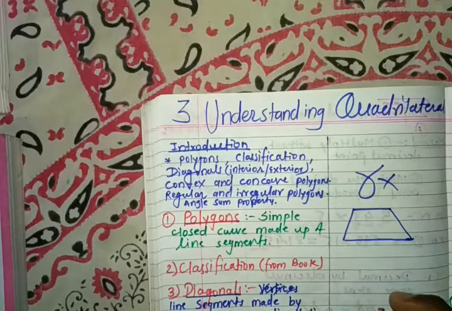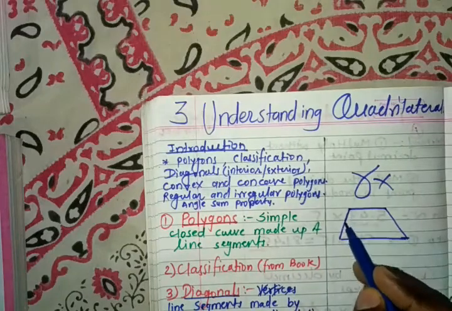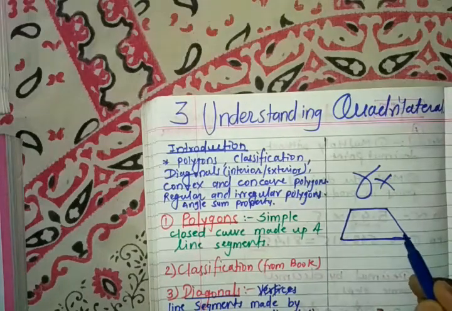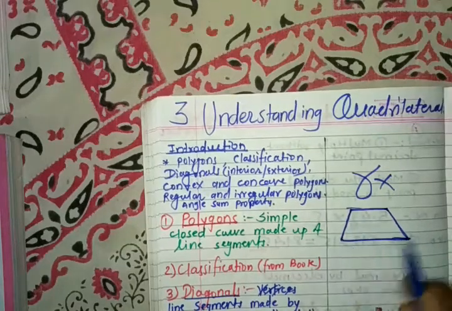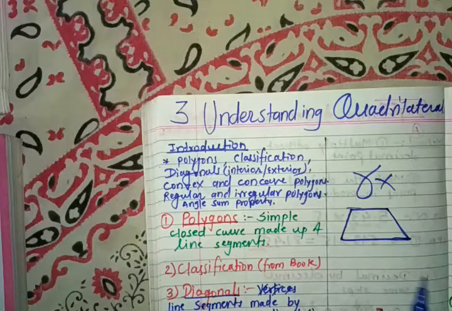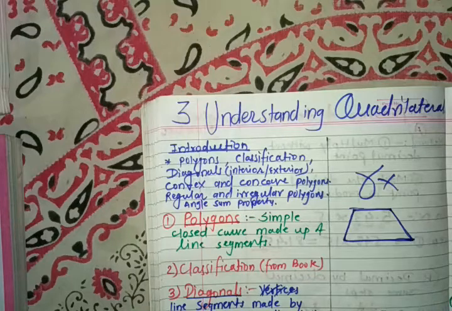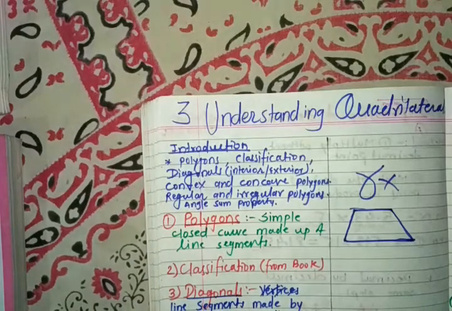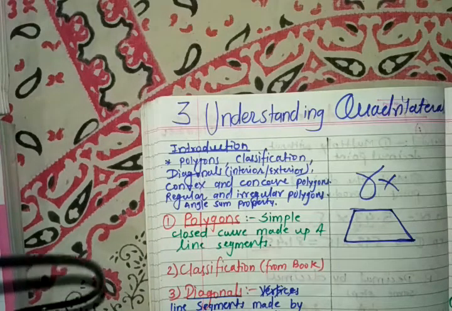It is made up of 4 line segments. And why is it a simple closed curve? I have drawn it without lifting my pen, so it is a simple closed curve. All sides or line segments are interconnected with each other. So that is known as a polygon, which is a simple closed curve made up of line segments. In our textbook also they have mentioned this definition.